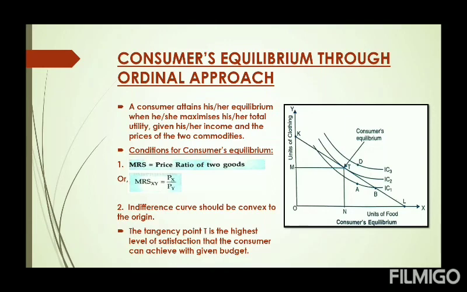So the consumer's equilibrium combination of X and Y will be N units of food and M units of clothing, which is at point T. T is a point which is tangent. At point T, this budget line is tangent to the indifference curve IC2. So IC2 is the highest possible indifference curve, the highest possible satisfaction level which the consumer can reach under this situation.